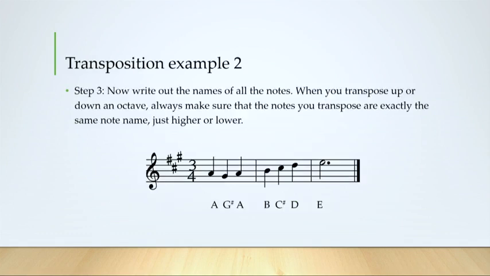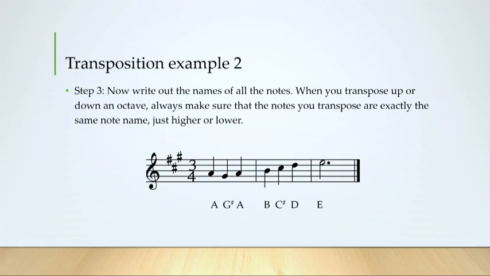Now, step 3 is to write out all of the names of the notes underneath each note. And I've done it there for you. If you look on the screen, you'll see the first note is A, then we've got G sharp, then A, B, C sharp, D, and E.